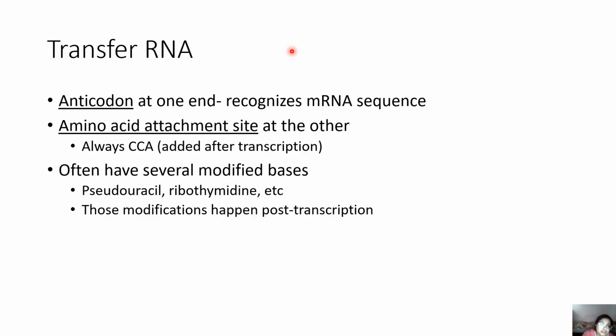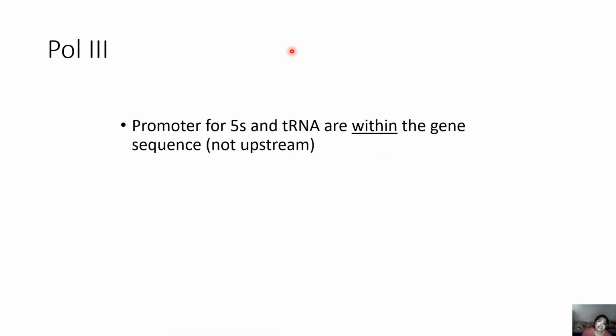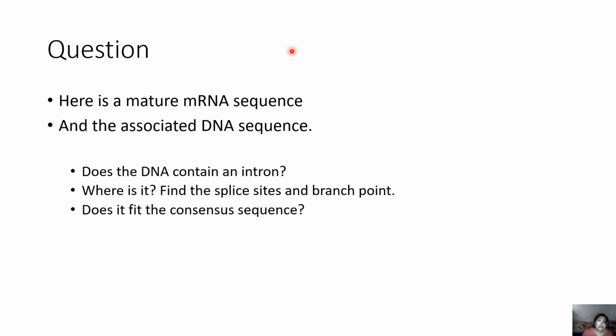If we talk about transfer RNA, the anticodon at one end recognizes the mRNA sequence. The amino acid attachment site is at the other end, always CCA added after transcription. They often have several modified bases, pseudouracil, ribothymidine, etc. And these modifications happen post-transcription. It's the global structure of each alanine tRNA. Now, the promoter for 5S and tRNA are within the gene sequence, not upstream.